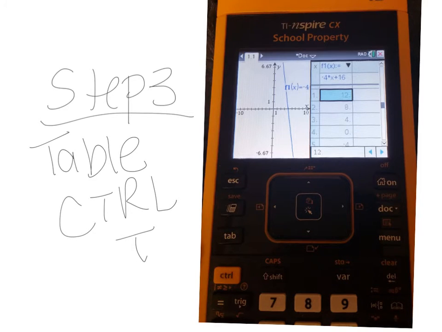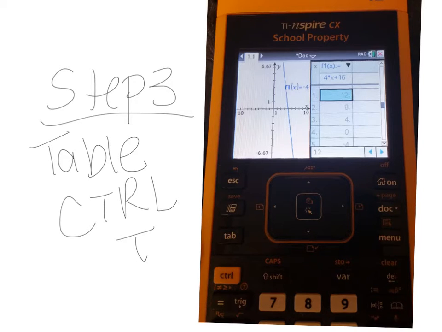So now we're going to look at our answer choices. For letter A, when x is negative 5, y is negative 5.5. We don't see that, so we're going to move on. Now, I see a negative 4 on here, and I see a 16. So I know my slope is negative 4, and I know my y-intercept is 16.